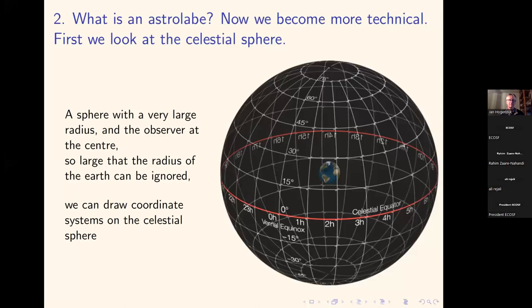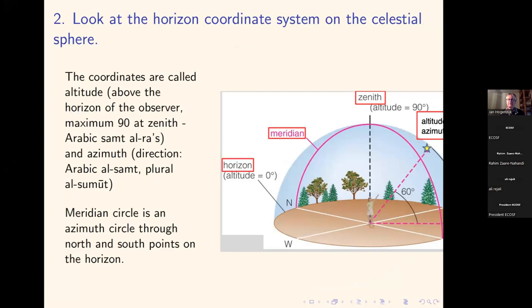Now, we will not be looking at the equatorial system, but at the horizontal coordinate system on the celestial sphere. And then the coordinates are called altitude above the horizon of the observer. The maximum is 90 degrees at the zenith. Zenith is an Arabic word, samt ar-ra's. So because the Europeans took the astrolabe from the Islamic astronomers and mathematicians, they also took some Arabic words such as zenith. And on the horizon, we have directions, west here, north here, east and south. You cannot see because it's behind the names of your excellencies.